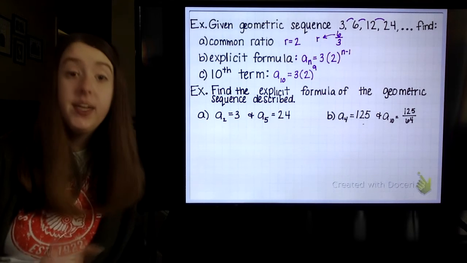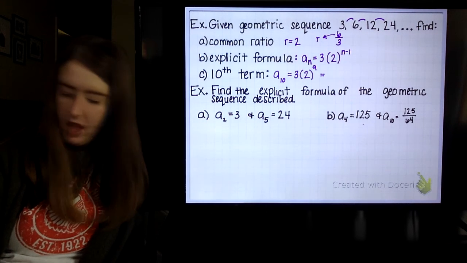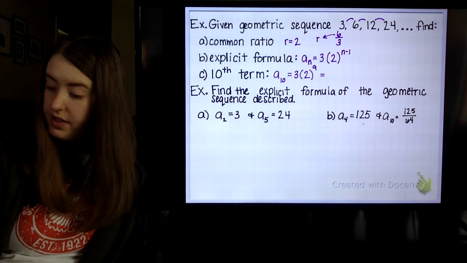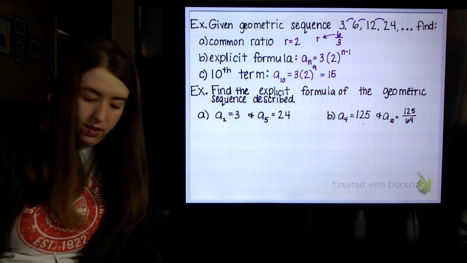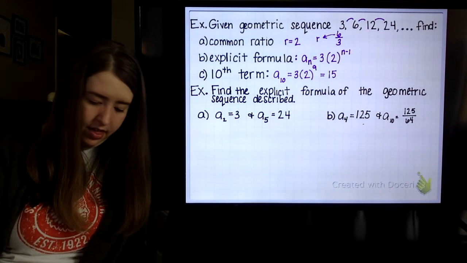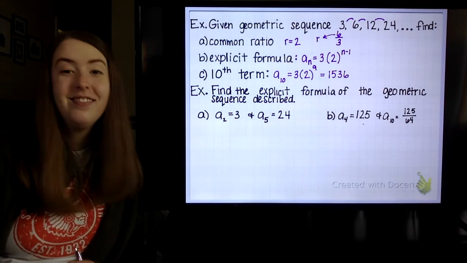Now if we take 3 times 2 to the 9th, we are going to end up with, let me see my calculator here, 1,536. Good deal.